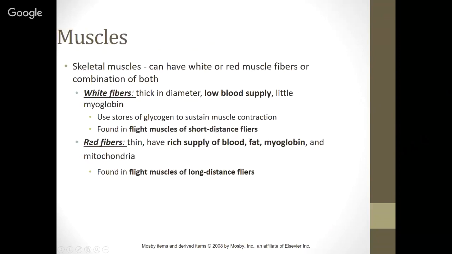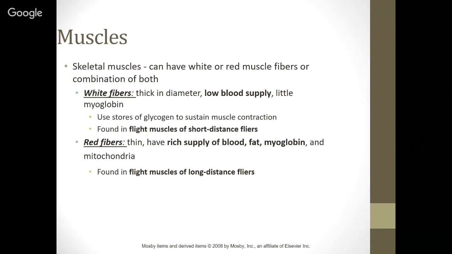Muscles. They obviously have skeletal muscles, and they can have white or red muscle fibers or a combination of both. Do you like white meat at Thanksgiving, or do you like dark meat? If you're vegetarian, I'm sorry, but this is how you need to think about it. White fibers are thick in diameter. They have a low blood supply and very little myoglobin. They use stores of glycogen to sustain muscle contraction.